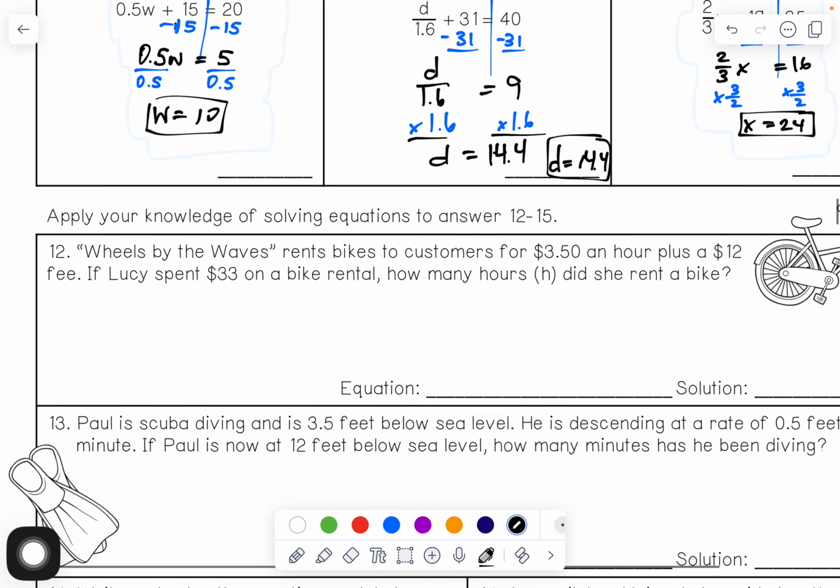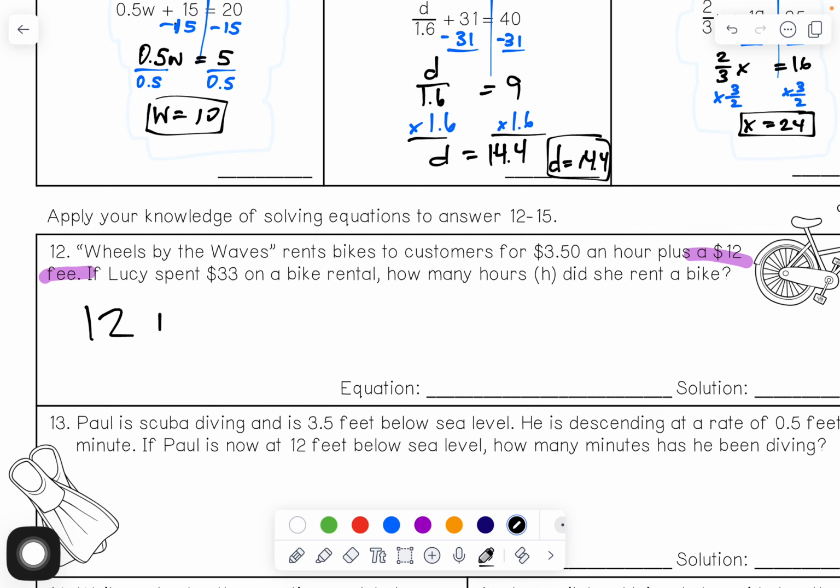So here we have to have a little bit of knowledge about what the coefficient is versus what the constant is. The coefficient is going to impact the situation. The constant is going to be the same price no matter what. So the $12 fee ends up being the constant. So that's going to be $12.